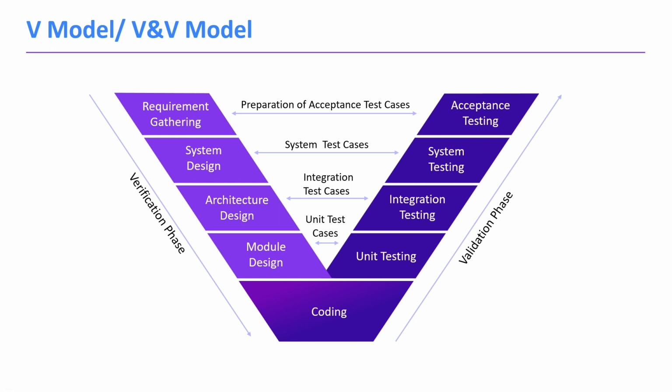In the requirement gathering phase, we have a BRS document. BRS is a business requirement specification document. So that BRS document works as an input for the acceptance testing. Based on that BRS document, we create the test cases for acceptance testing.